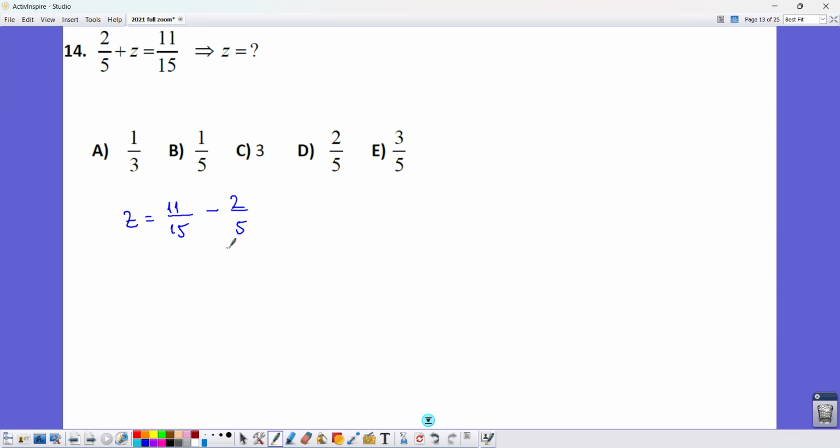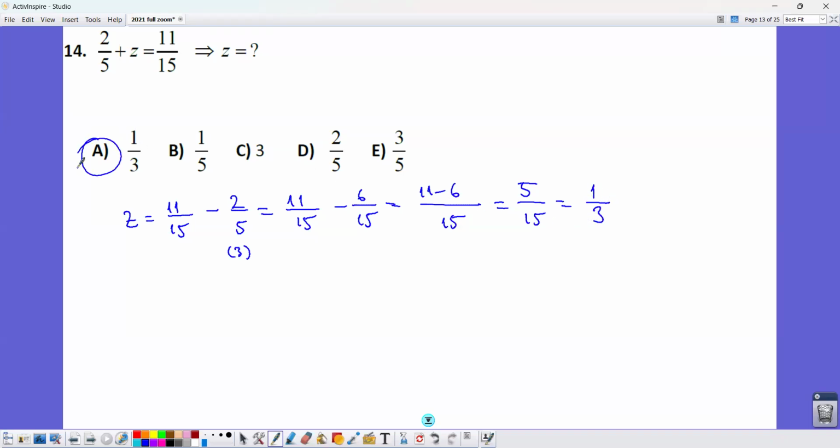So we have fractions here. We need to make the denominators the same. I will multiply the second one by 3. So it will become 11 over 15 minus 6 over 15. We have the same denominators, so I write the denominator once. I have 11 minus 6, which is 5 over 15. When I simplify by 5, it will be 1 over 3, which is A.